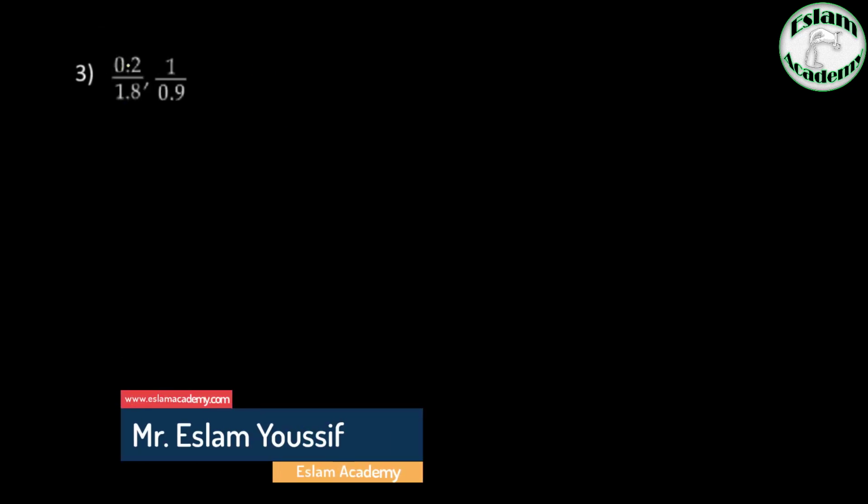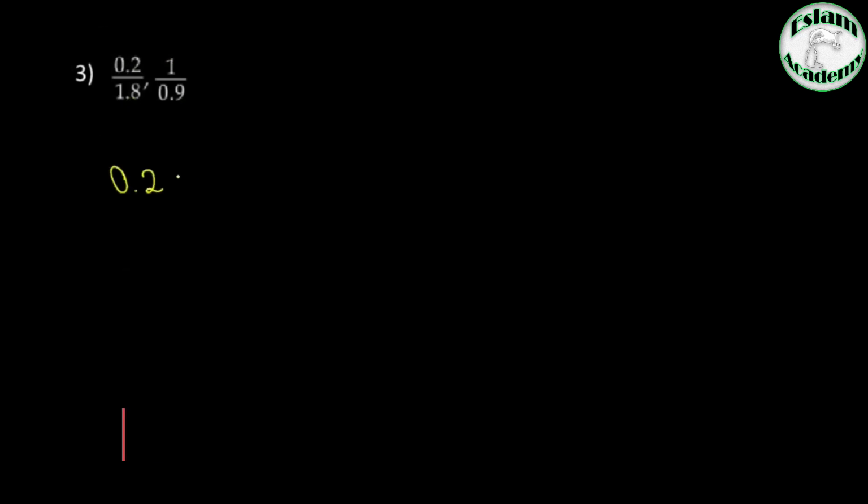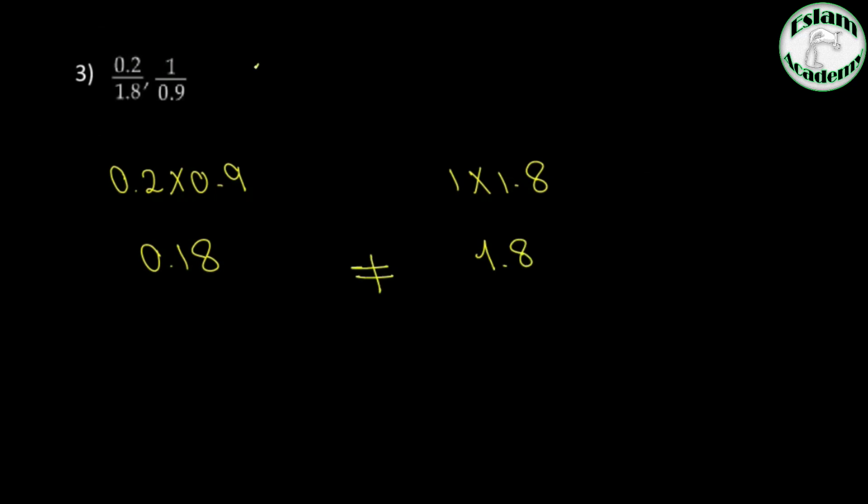Number 3, 0.2 over 1.8 and 1 over 0.9. We need to check in the same way, 0.2 times 0.9 and 1 times 1.8. If you multiply them, you will find that the answer is 0.18, and 1 times 1.8 equals 1.8. The two products are not equal, it means the two ratios are not proportional.